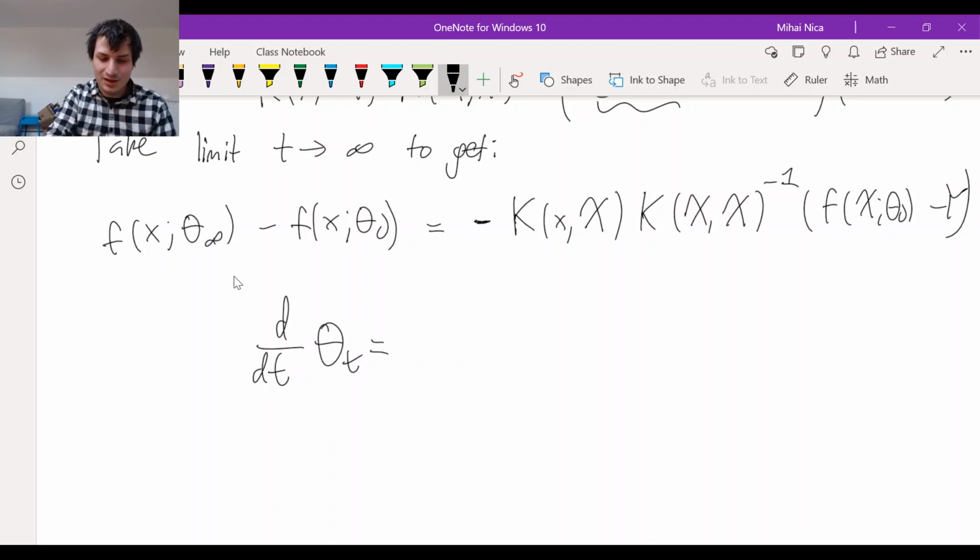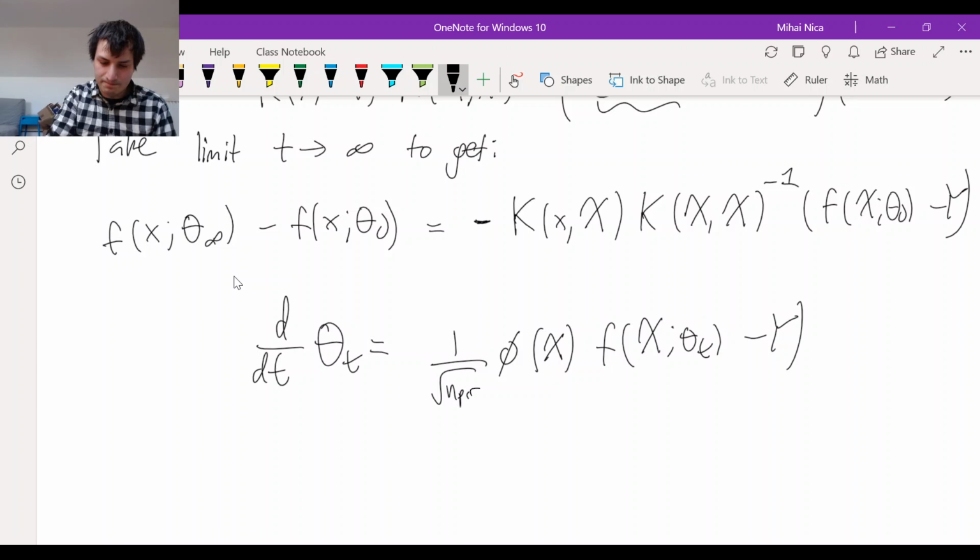So d dt of theta of t equals f of script x theta t minus y times, what did it depend on? I guess phi of x. Does that make sense? 1 over square root of n power. Yeah, I think that makes sense. So let's check if that's right. Yeah, and then if you solve this using the same technique we just did, you get this final answer.